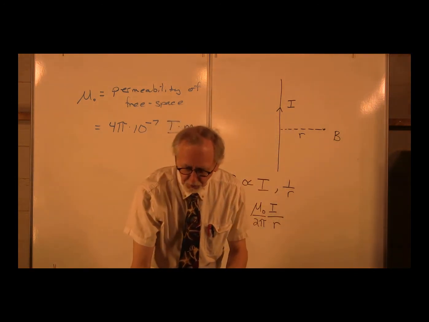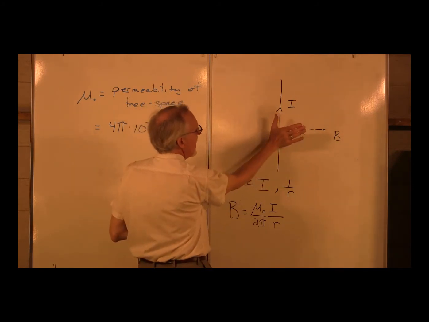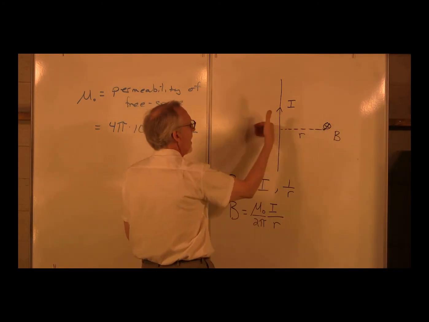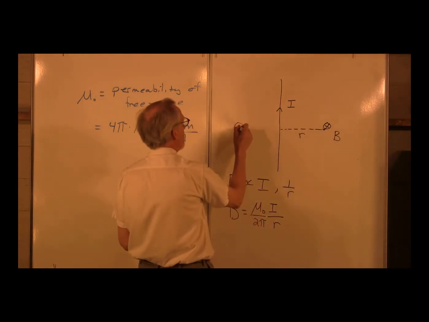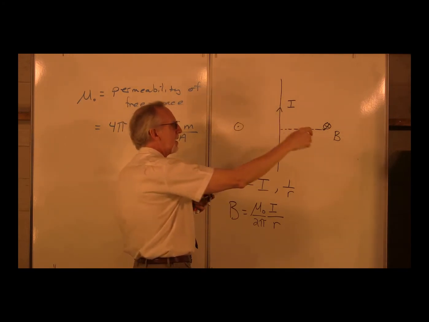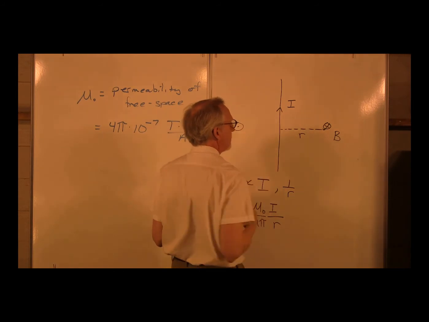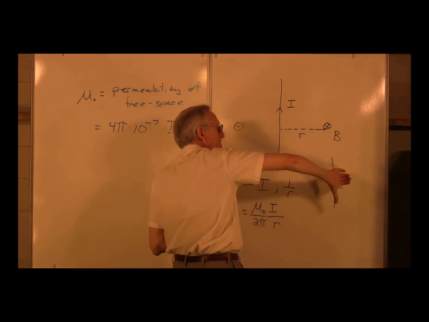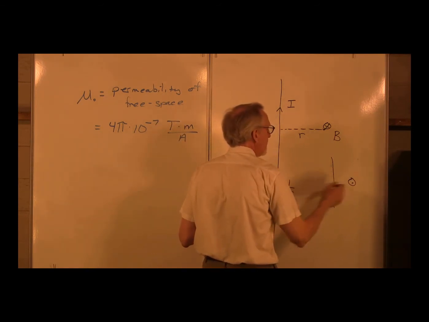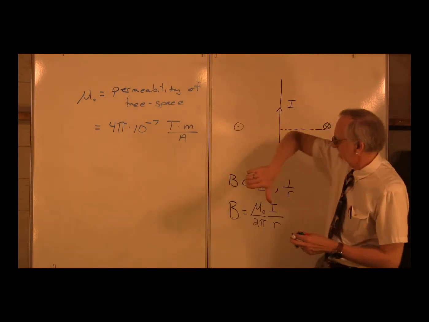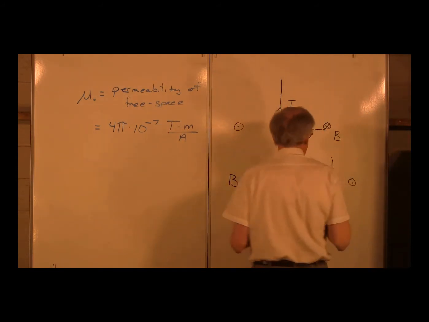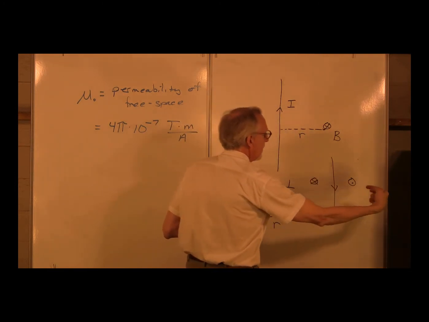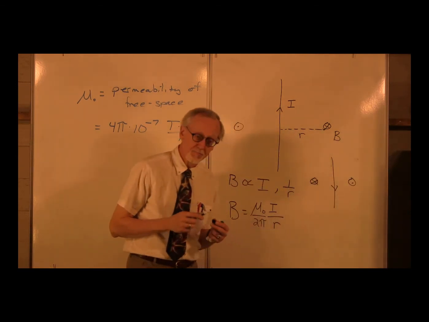So that means for a current that's going up, the magnetic field will go into the board over here, out of the board over here, this way in front of the wire, and this way behind the wire. If we had a current going downward, then the magnetic field would come out of the board on this side, into the board on this side, and go to the right behind the wire and to the left in front of the wire.